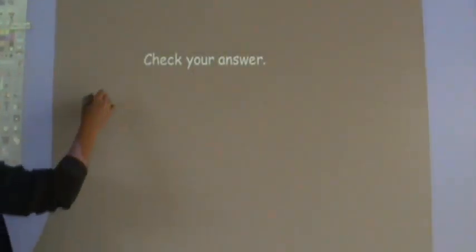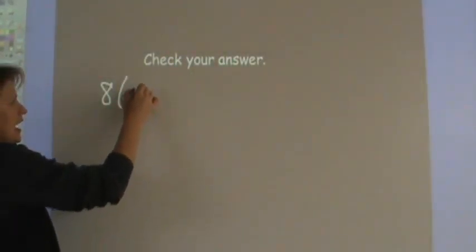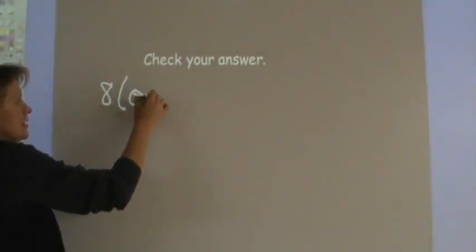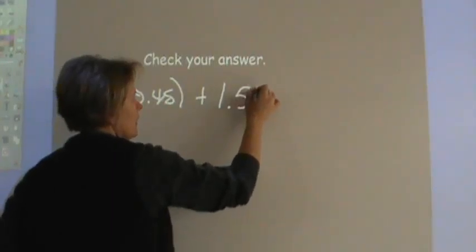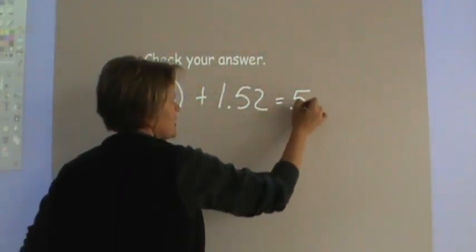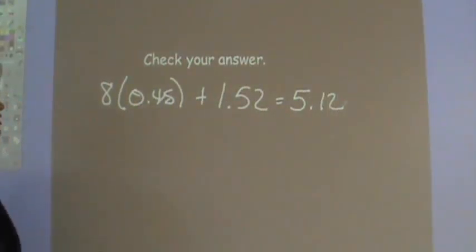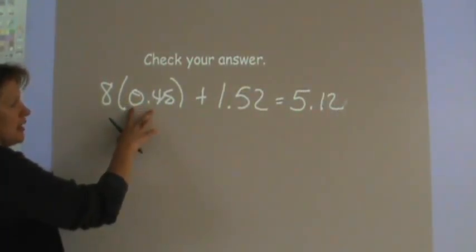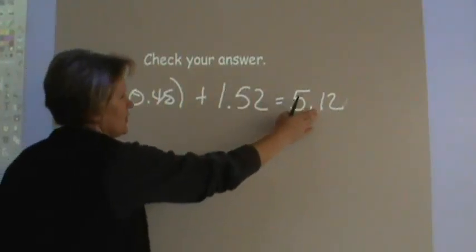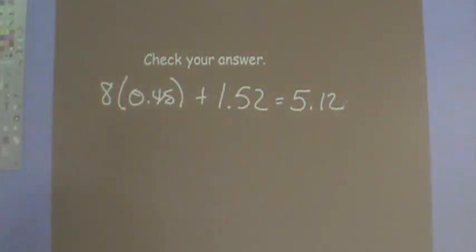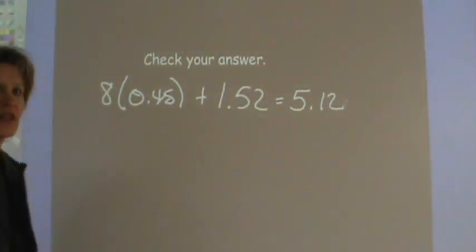Check your answer. So we take the 8 times the 45 cents. Okay, then we're going to add the $1.52. And we want to know, does that equal $5.12? Okay? So if we put this in the calculator, we get $3.60. Add the $1.52, that does equal $5.12. So we know our answer is correct.